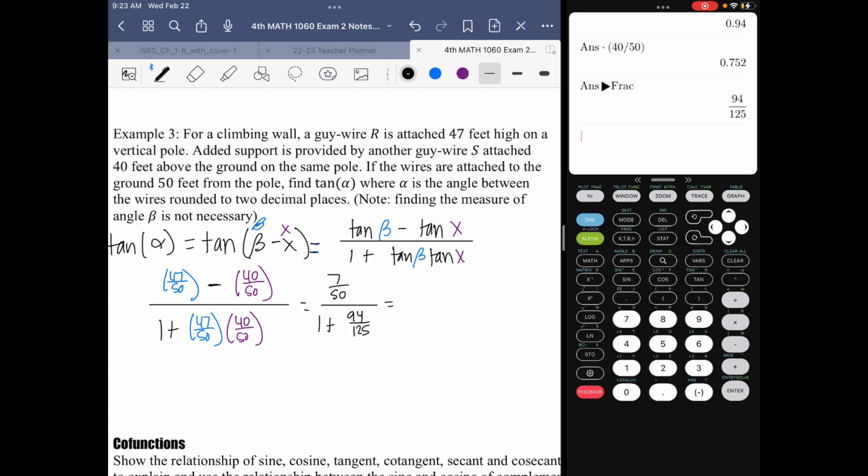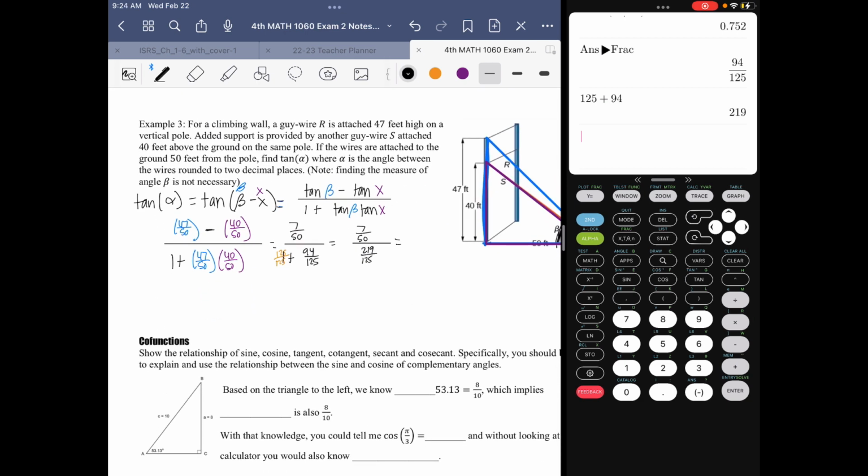Now I think it's easier if you deal with this first and get this into a format that's a little bit more friendly. So this is really 125 over 125. So that's actually 7 over 50 over 219 over 125. And you could just put this in your calculator at this point. I'm just going to keep doing it by hand out of habit more than anything. So keep, change, flip. So 7 times 125 gives us 875. And 50 times 219 gives us 10,950.